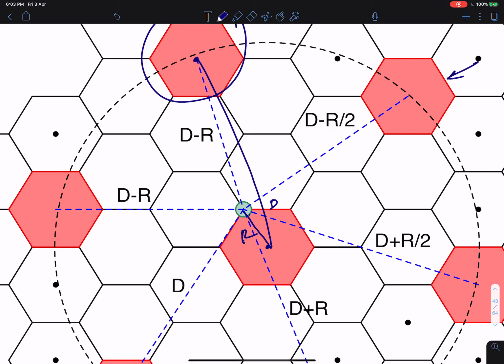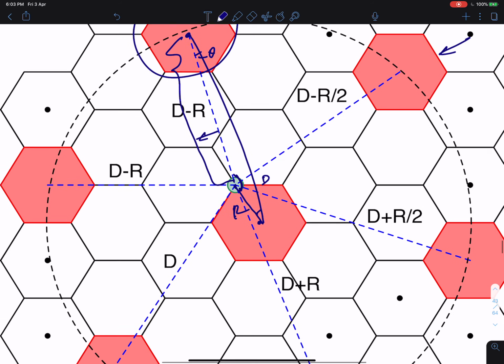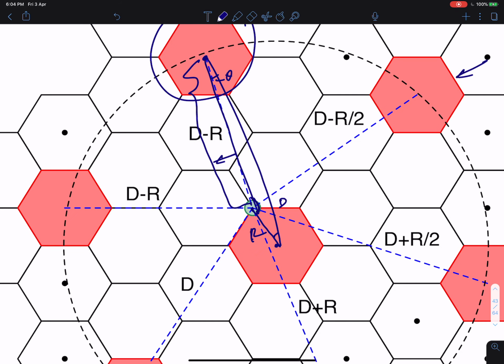Now if D is much greater than R, of course this angle theta is going to be really small. Then I can approximate this angle to be close to 180 degrees, and this distance, shown in a dotted blue line, will simply be D minus R. I am approximating the whole distance to capital D, and if you subtract R out of it, you get D minus R for this.